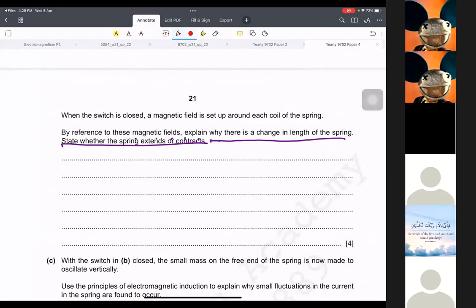That's the question, right? So hum likhenge that current in each coil, right, is moving circular.